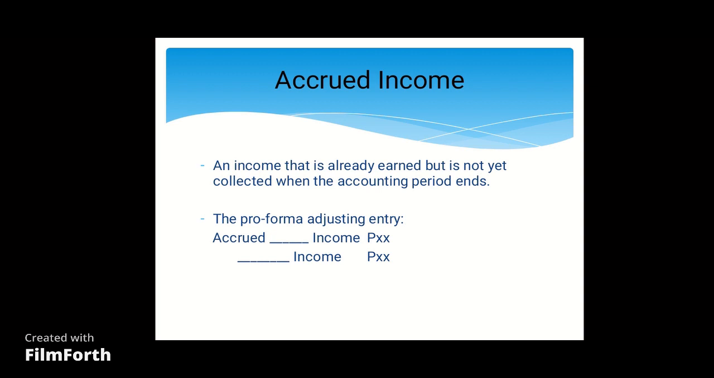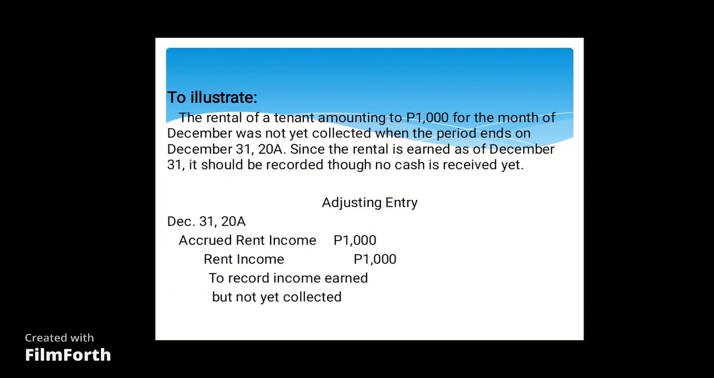So to illustrate, the rental of a tenant amounting to 1,000 pesos for the month of December was not yet collected when the period ends on December 31, 20A. Since the rental is earned as of December 31, it should be recorded though no cash is received yet. So the adjusting entry on December 31, 20A is debit accrued rent income, credit rent income, with the amount of 1,000. So, the effects on financial statements.